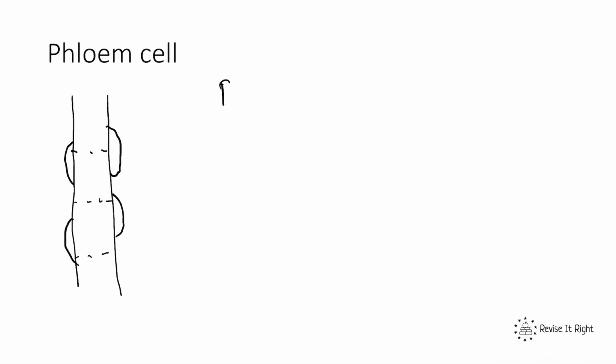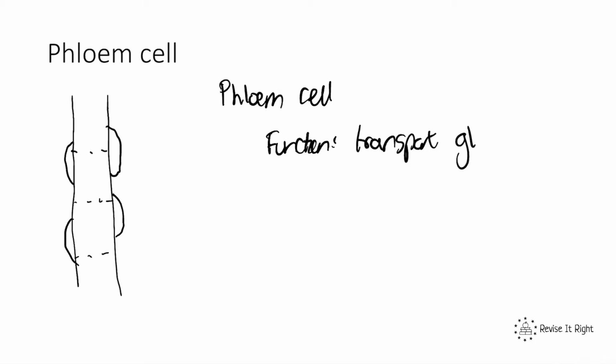Now the phloem cell, we can also draw this very similar because it also forms a tube shape. However, it's slightly different, as I'm drawing these here, and I'll tell you what these are in a second. But the phloem cell's function is to transport glucose around the plant. Glucose is made in photosynthesis in the leaves. It then needs to get around the plant to be used for respiration. So in order to be transported around the plant, it goes through the phloem cells. So the function is to transport glucose around the plant.